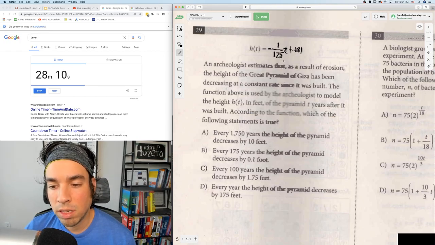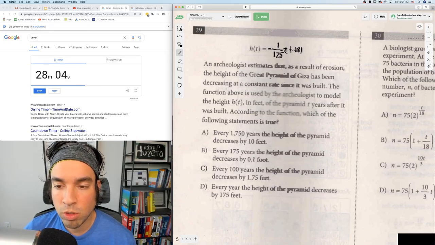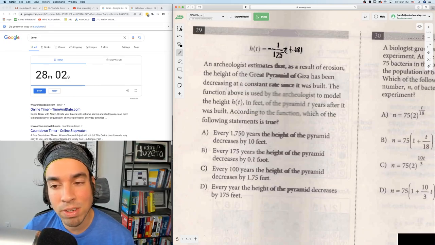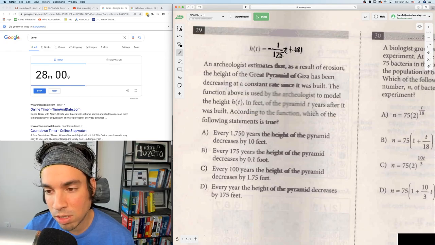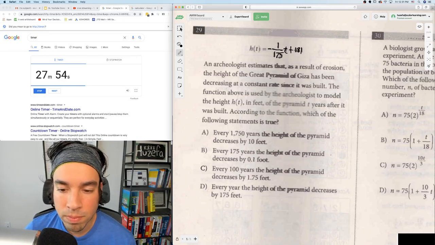So, and T is the years after, right? So every 175 years. So it says, according to the function, which of the following statements is true. This is saying every 175 years. So I plug in 175, that goes to negative 1. It drops by a foot. By a foot.